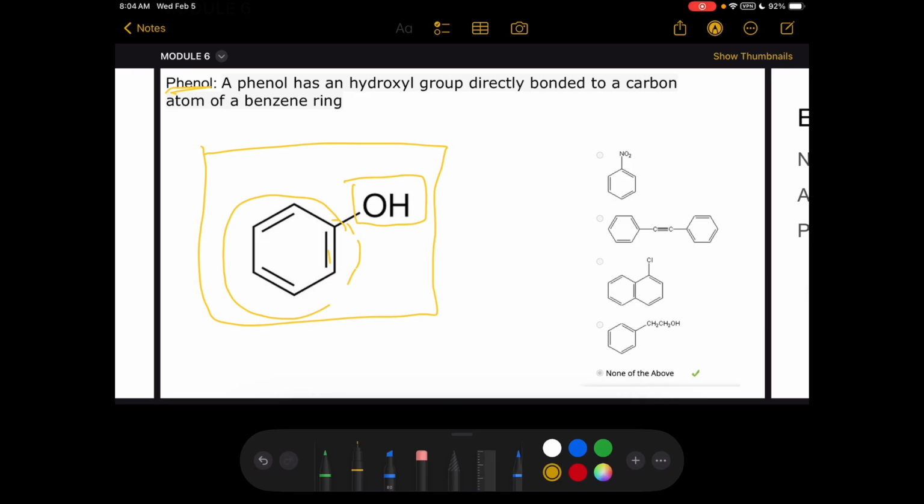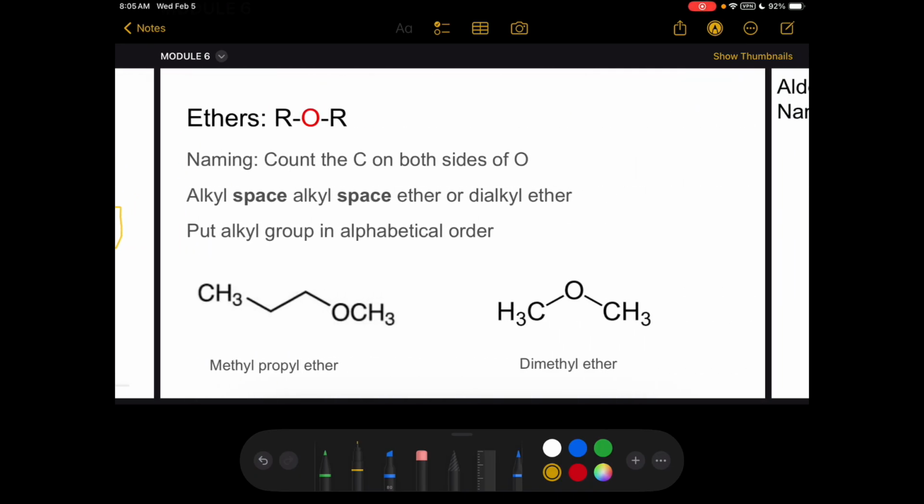Okay, so if you want to choose, let's say here, which one has a phenol ring? Let's look at this one. This is a benzene attached to nitrate, so this is not a phenol because I'm looking for an OH group. Over here, there is no OH group attached. Over here, there's only chloride attached. And this one, there's OH, but the OH is not attached to the benzene ring directly. This also doesn't count. This is an alcohol, but that's not a phenol. So none of the above will be the correct answer.